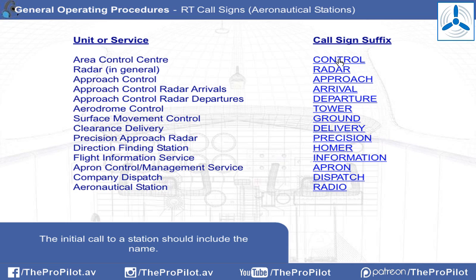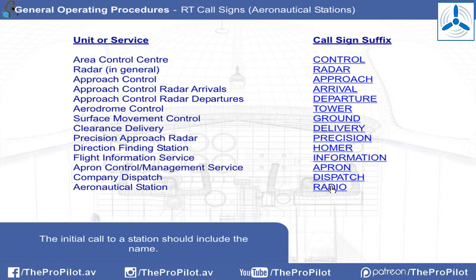Paris Control. Hamburg Radar. Birmingham Approach. Frankfurt Arrival. Brussels Departure. Zurich Tower. Hanover Ground. Istanbul Delivery. Bucharest Precision. Swansea Homer. Sonderstrom Information. Rostov Apron. Oxbow Dispatch.